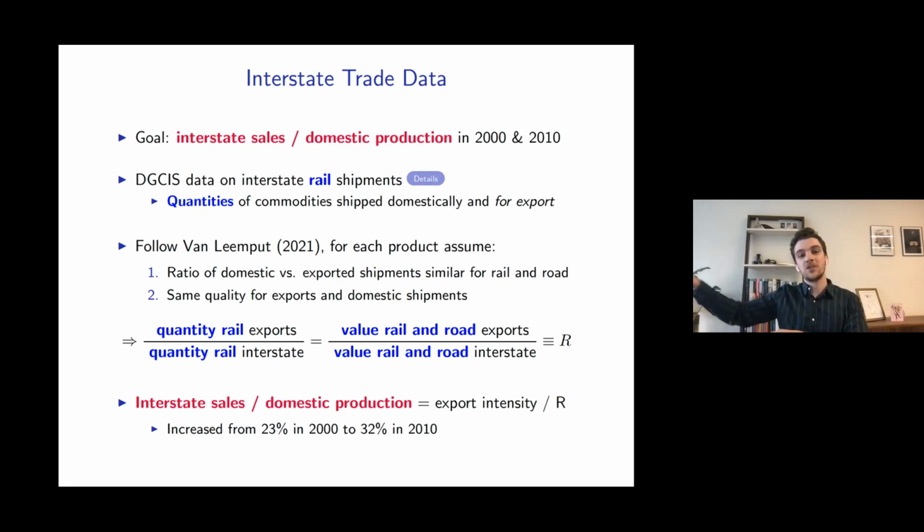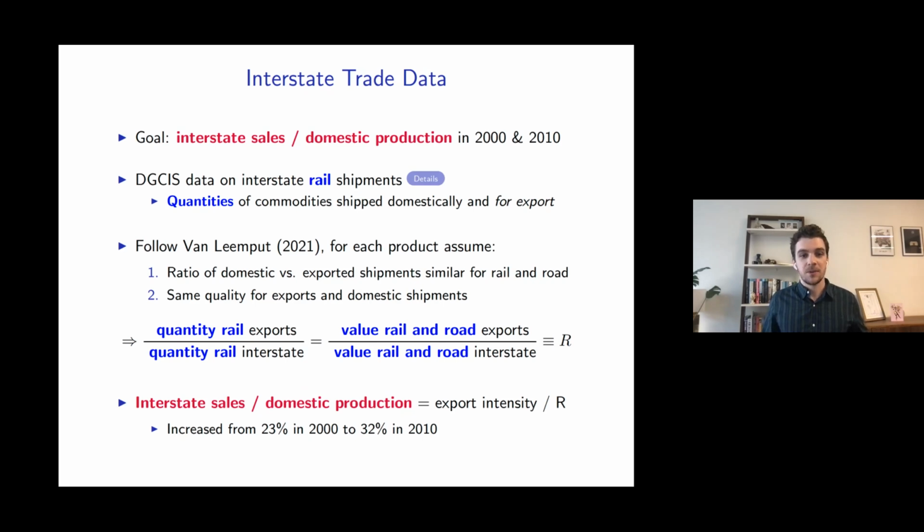And it's actually this third feature of the data that's going to help us resolve the problems from the first 2 parts. We're following the approach from Van Leeuwenhoek, where we're going to make 2 arguably strong assumptions, but they're not going to bias things quite a lot. So for each product, we assume that the ratio of domestic to exported shipments is similar for rail and for road. And secondly, that basically the same quality of goods are exported versus shipped domestically.